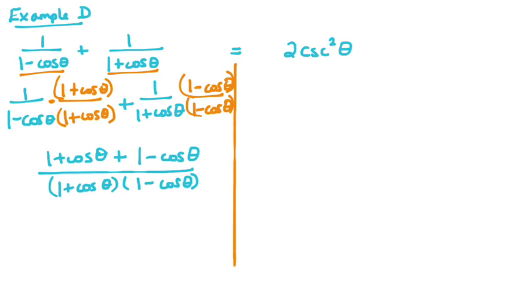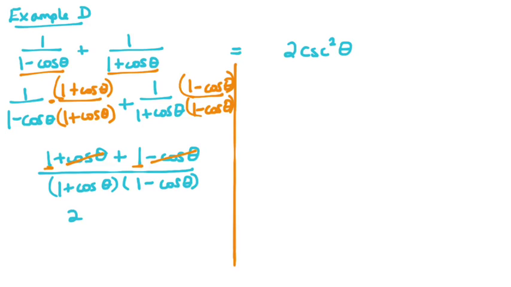I have this 1 plus 1, so that would equal 2, and then cosine theta minus cosine theta. So cosine theta minus cosine theta, those just become 0, and so I'm left with 2 in the numerator.